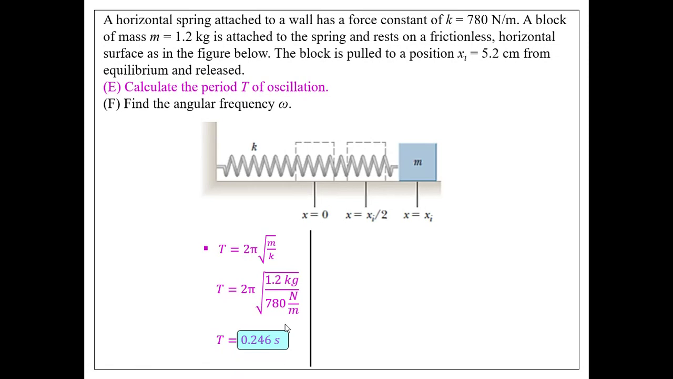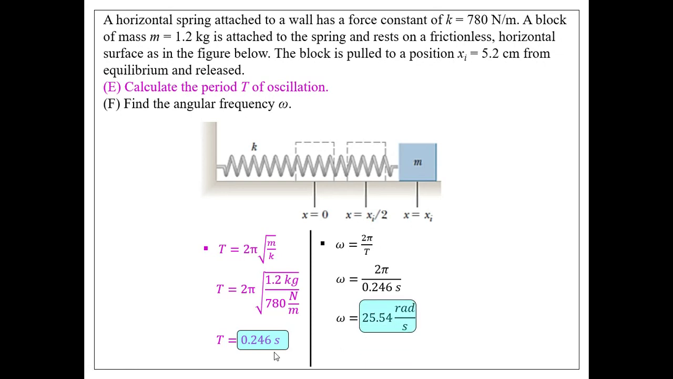All right, let's do part F. Part F asks us to find the angular frequency. I think the easiest way to find the angular frequency once you have part E is that angular frequency is just 2 pi rad divided by the period. 2 pi rad being 1 complete cycle, period being the time for 1 cycle. So once you have that, it's just 2 pi divided by 0.246, which I got from part E. If you plug that in your calculator, you get about 25.5 rad per second, or hertz is fine.